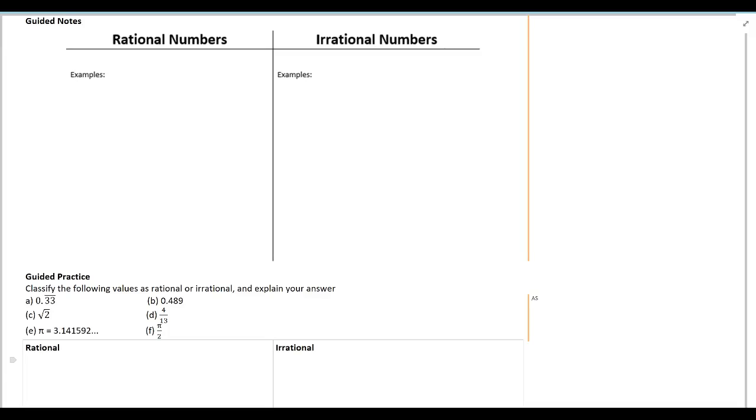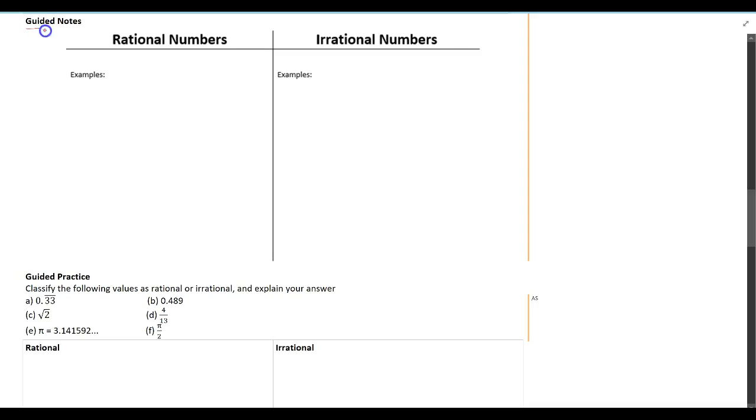All right, hopefully the read to learn was somewhat informative. So right now what we're going to be doing is going through the guided notes, so please make sure that you're following along as we do this. What we're going to be doing right now is comparing and contrasting rational numbers with irrational numbers.